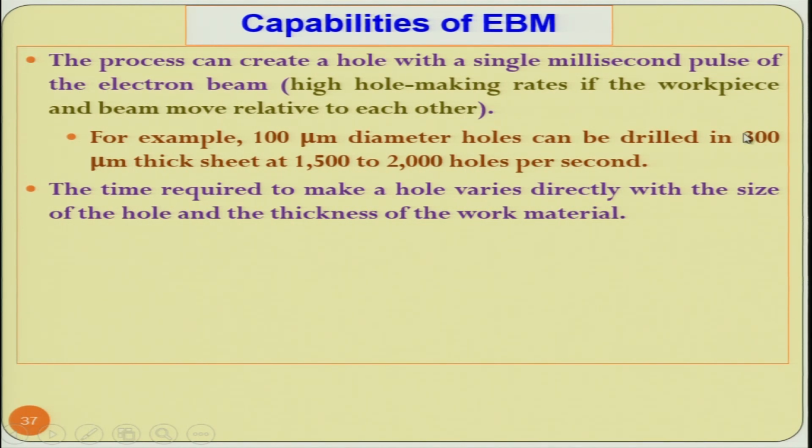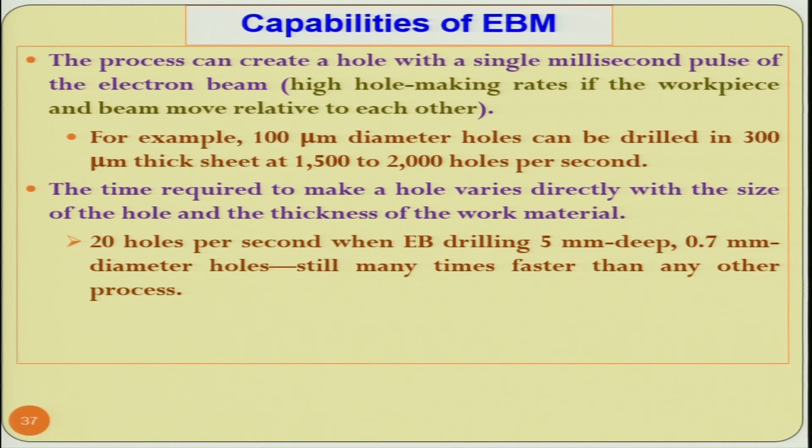Definitely, here you are talking about 300 micrometer thickness, but the thickness of the workpiece may be much more than 300 micrometer or even smaller than 300 micrometer in terms of foils. They can be smaller than 300 micrometer, or if we are talking of sheets, then they may be much larger than 300 micrometer. So, that will decide whether it is 2000 holes per second or less than that or more than that.